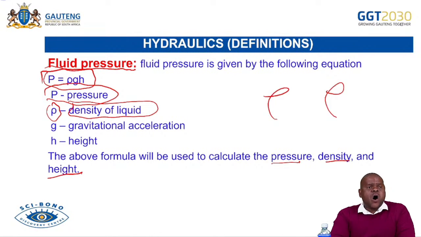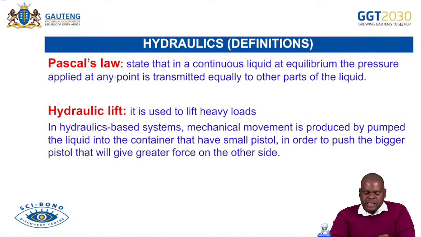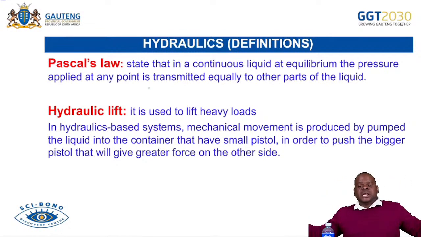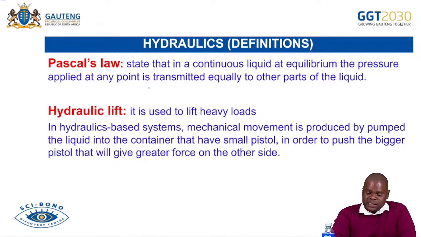We have something that we call Pascal's law. Pascal's law states that in a continuous liquid at equilibrium, the liquid should not move. Again, liquid must be in equilibrium. The pressure applied at any point is transmitted equally to other parts of the liquid. That means the pressure that you can find here at the bottom is the same as the pressure that you can find at the top. It is distributed equally.